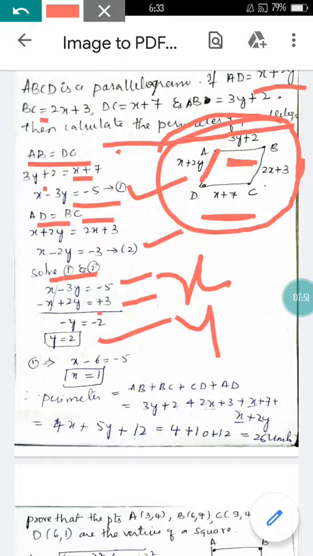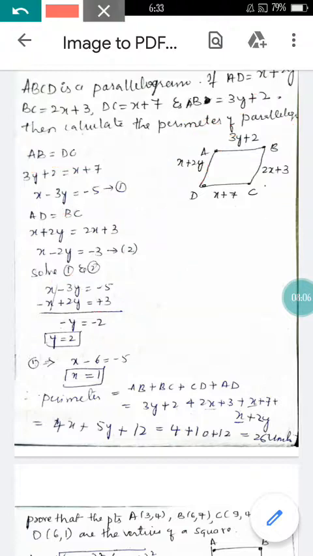Then what I have done here is that I have substituted the value of y in one of the equations. From there I have got the value of x as 1, right? So after getting the values of x and y, I have just added them. Perimeter is equal to the sum of all the sides. I have written all the sides here, and with that I have taken the common terms out.